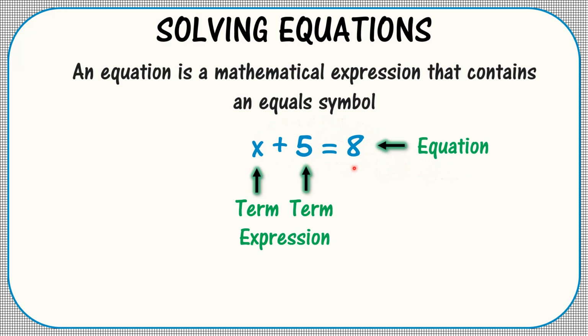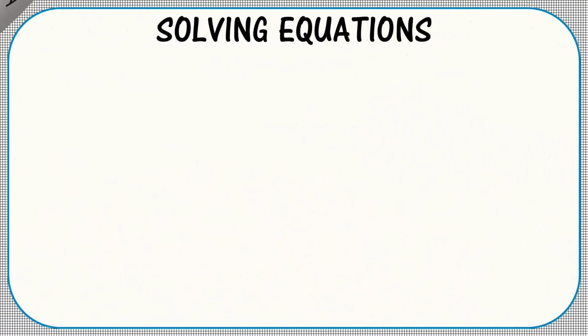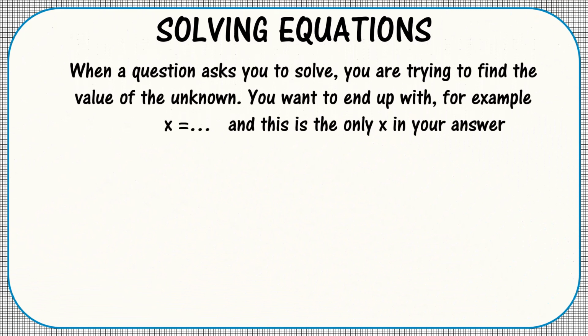In this example, we are trying to figure out what the value of x is. So a number plus 5 is equal to 8. Obviously that number will equal 3. So we will say that x is equal to 3. When a question asks you to solve, you're trying to find the value of the unknown. You want to end up with, for example, x equals, and this is the only x in your answer.